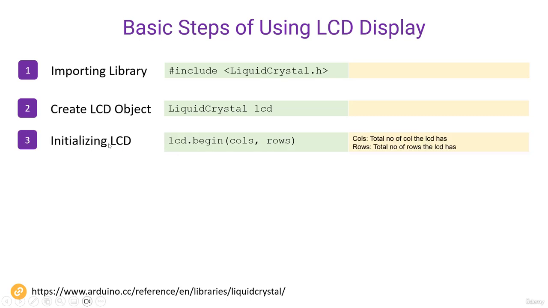Then initializing an LCD. The process of initializing an LCD is lcd.begin. Then you need to define the columns and rows. How many columns and how many rows are there in your LCD module? You need to define them here.